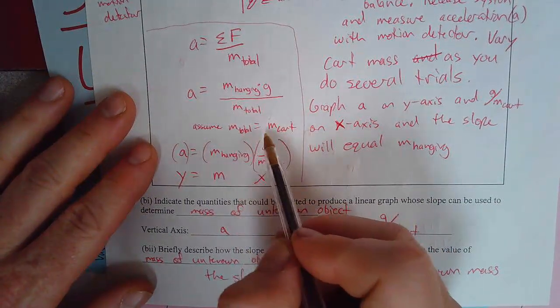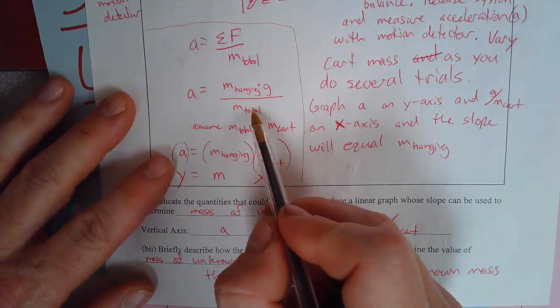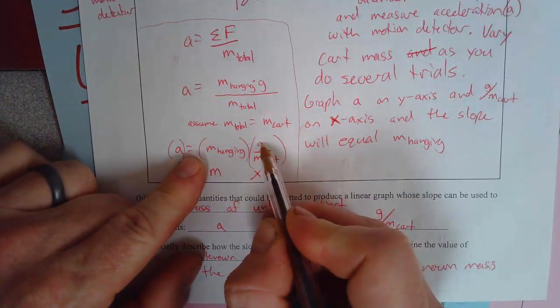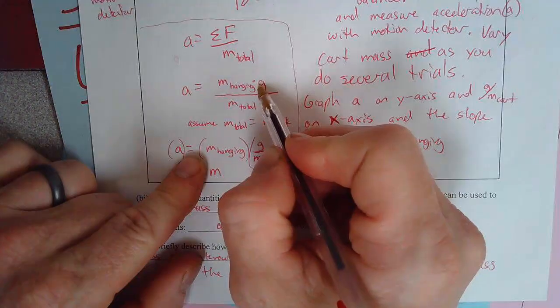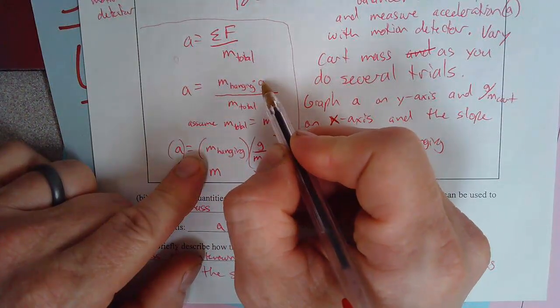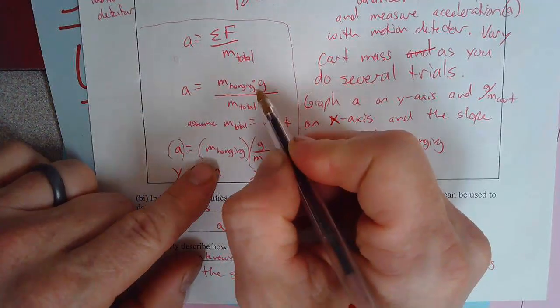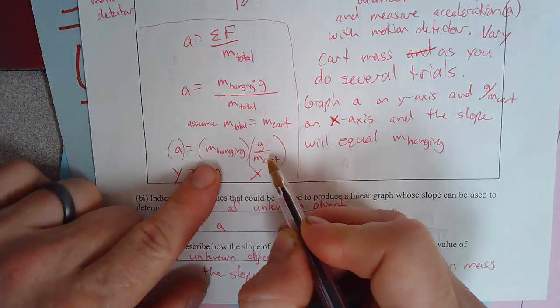So what I did is I just replaced m total with m cart, and then I factored the m hanging out and just left the g over m cart. So it's just like this. I would have had m hanging times g over m cart, and then I just factored the hanging out, so it looks like this. Now, why did I do that?